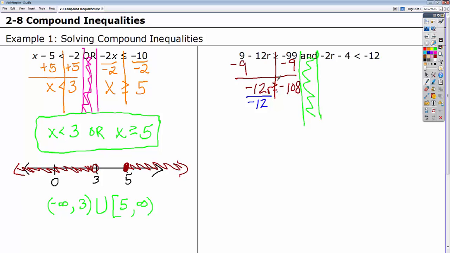So here it is again. We're dividing by a negative. We're going to have to flip our sign over. So now it's going to be less than or equal to. And over here we're dividing by negative 12. 108 divided by 12 is 9.